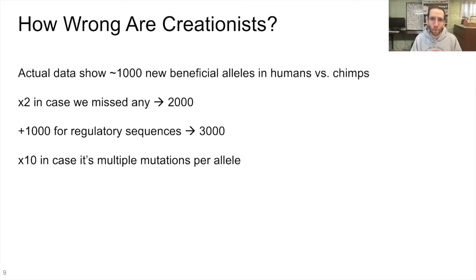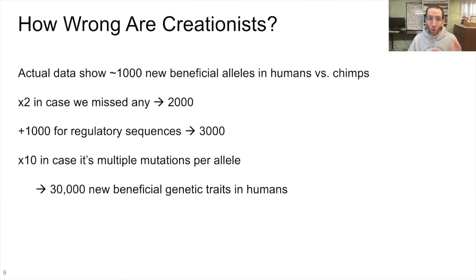Let's multiply by 10. Let's just give them an order of magnitude for no reason other than, why not? We're talking about alleles here, right? We're looking at alleles under selection. An allele is not a mutation. An allele is a sequence. So maybe there's a lot of mutations in those alleles. There's more than one. Maybe there's more than 5. Let's multiply by 10, in case it's 10 mutations per allele that are new and beneficial in the human lineage. That gets us a grand total of 30,000 new beneficial genetic traits in humans that had to appear and be selected for since we diverged from our most recent common ancestor with chimps.